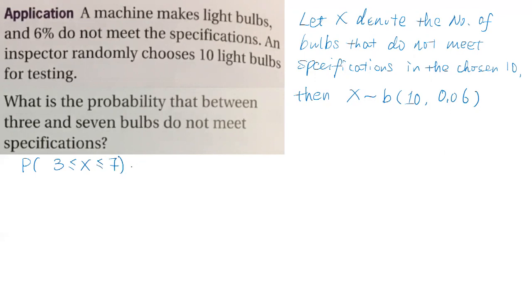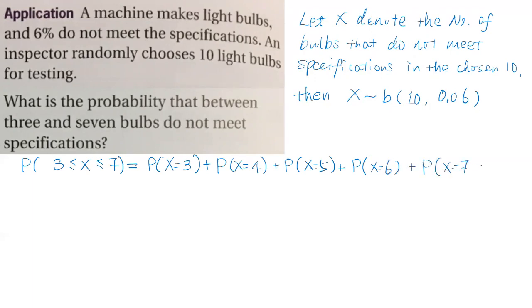That means we need to calculate 5 probabilities, okay, which is x being 3 plus x being 4 plus x being 5 plus x being 6 plus x being 7. Okay, due to time constraint, I will not calculate this. Please do calculate this after the class by yourself. All right. Okay. Any questions?